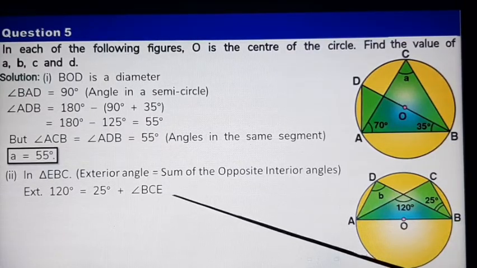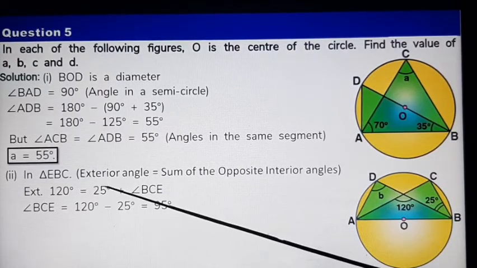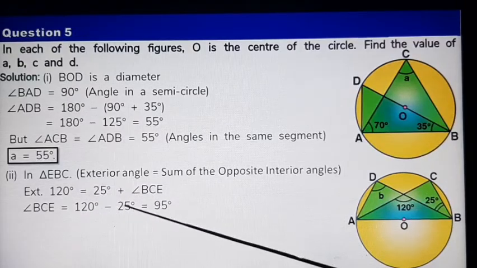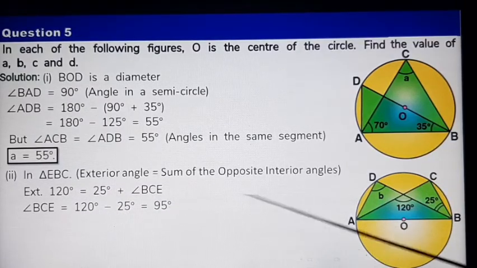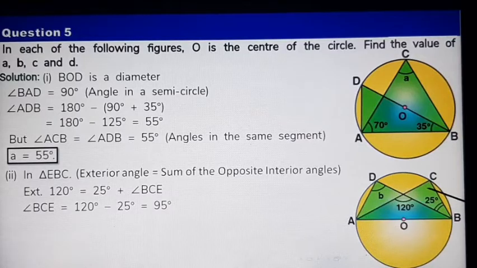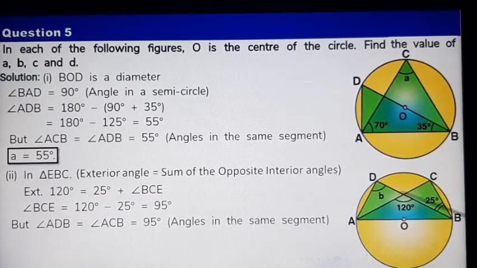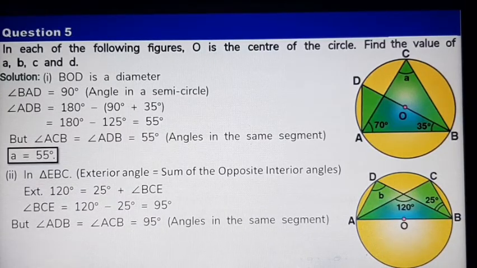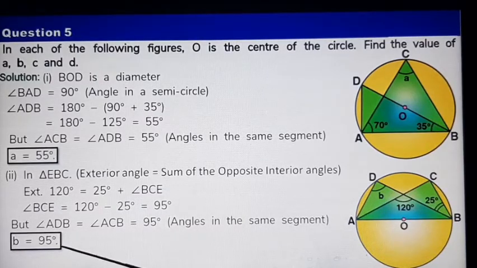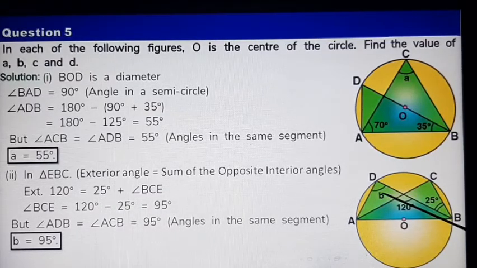All right, so from here, what is BC? BC is turning out to be 120. This goes over there and becomes minus 25, which is 95. That means this angle is 95 degrees, right? As I said, this angle and this angle are going to be equal because they are angles in the same segment. So the value of B is 95 degrees. Pause the video to note down.